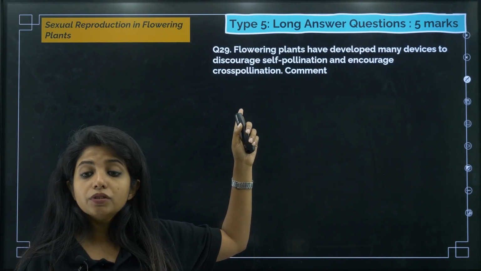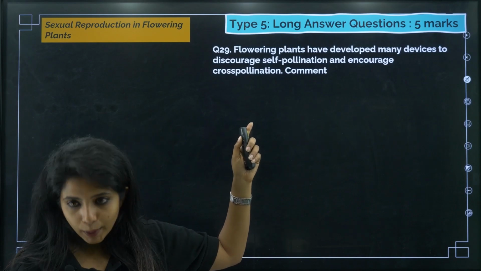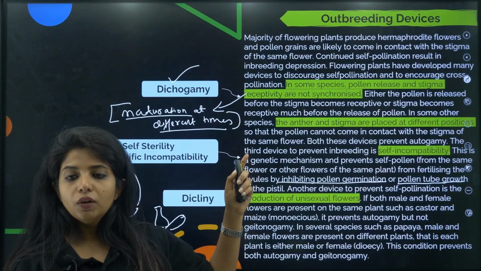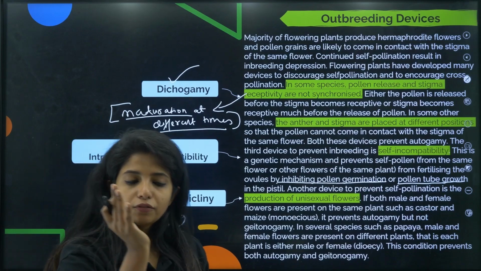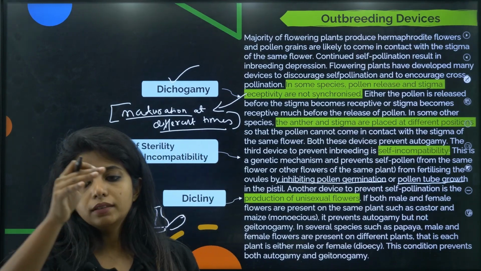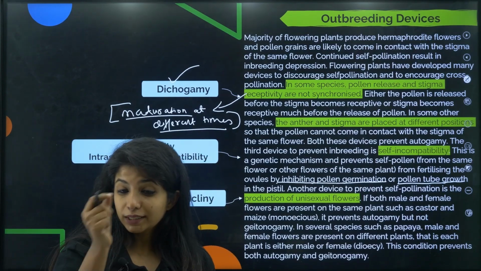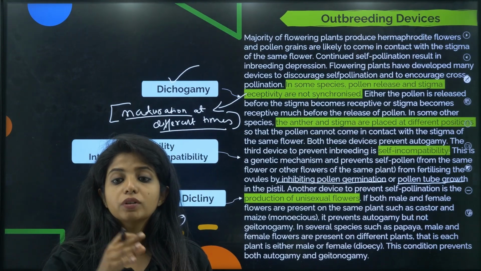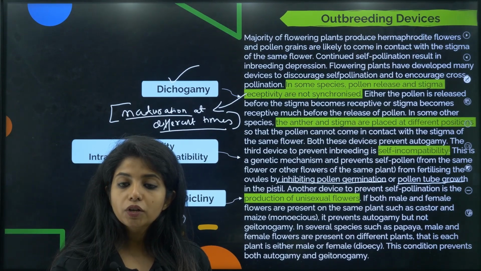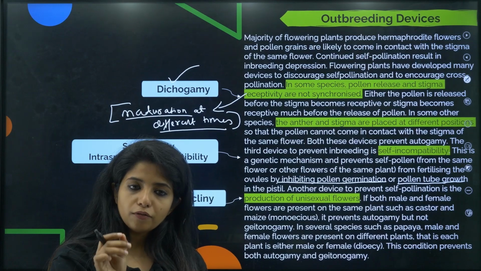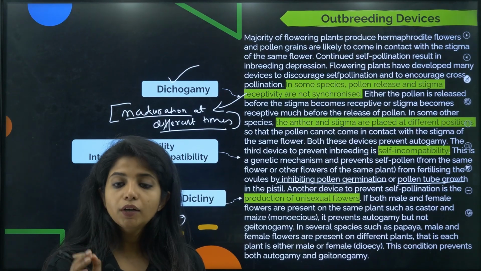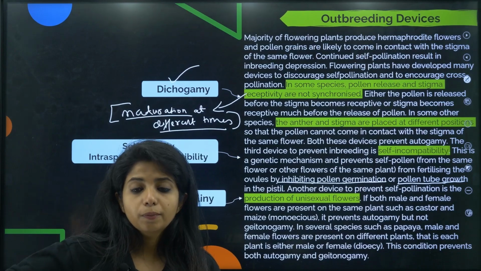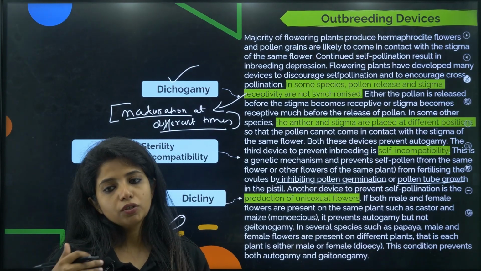You can explain what cross-pollination and self-pollination are, either in the end or in the beginning. Self-pollination is when the pollen from the same flower lands on the stigma of the same flower. This is known as self-pollination. Cross-pollination is when pollen goes from one flower to another flower of the same plant, or from one flower of one plant to another flower of another plant. This is known as cross-pollination.